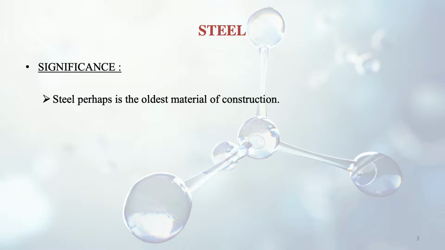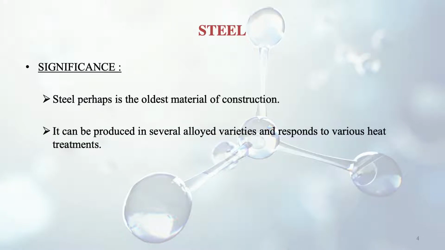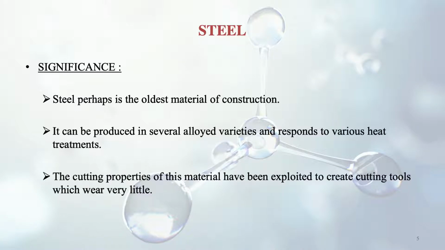So steel, what is the significance? The steel is the oldest material of construction as known by the human being. It can be produced in several alloyed varieties and responds to various kinds of heat treatments. And the cutting properties of this material have been exploited to create cutting tools which wear very little. From earlier times, from the primitive ages, this steel was used for hunting and all those purposes. It is very sharp, so that's why we are using it as cutting tools even nowadays.